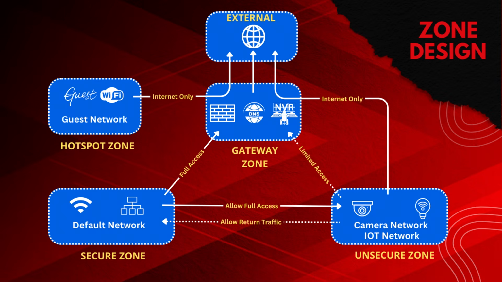And then in addition to that, the camera and IoT network are going to have limited access to our gateway zone so they can handle those functionalities like DNS and the NVR. But basically, they're going to be internet only when this is all said and done. All right, so we're going to tweak these scenarios just a little bit. So I'm going to go through the other two real quick, and then that way you guys can pick which one most closely relates to what you have at your house.